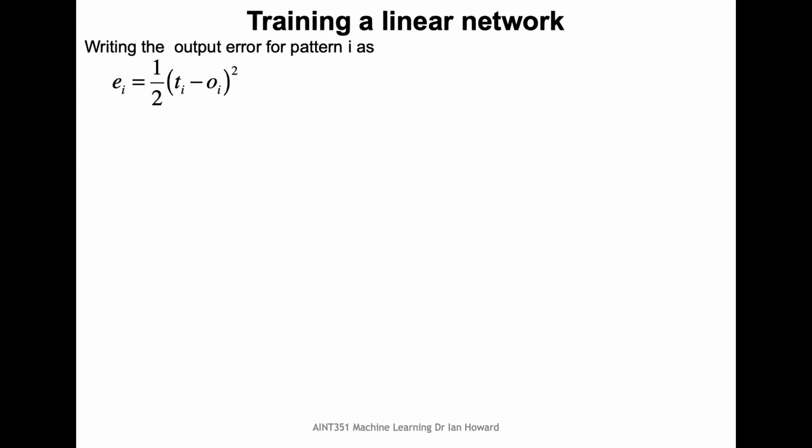So let's write down the error for pattern i, or for data point i, as E_i equals half (t_i minus o_i) squared. What we're going to do now is calculate the differential, and to do that we want to split it up using the chain rule. So let's start looking at this. We see it's a function of a function. There's a t_i minus o_i part here, and then that's squared. So the first function is going to be u_i equals t_i minus o_i, and then the second one's going to be E_i equals a half u_i squared. There should be an i on there.